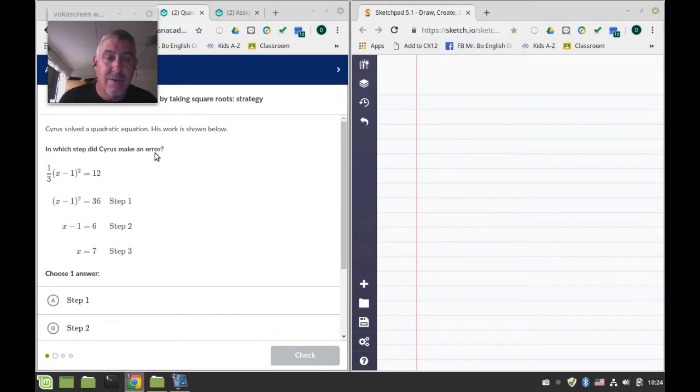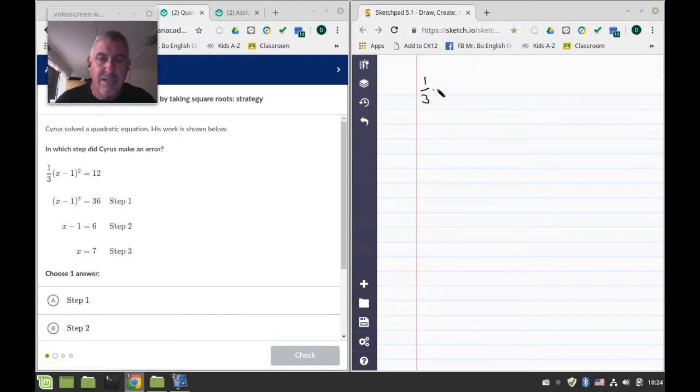Error means quampi. Okay, in Thai. So we want to find the step that made the error. ข้อไหนที่เขาทำผิด Alright, so let's start.